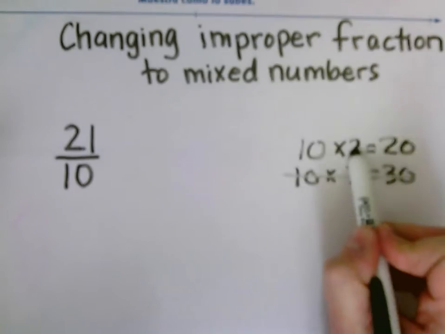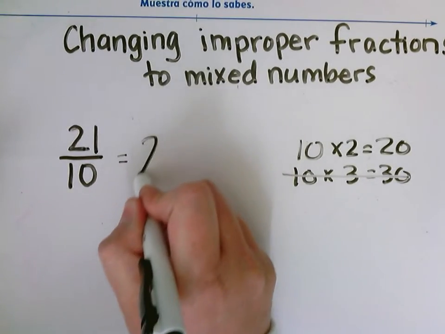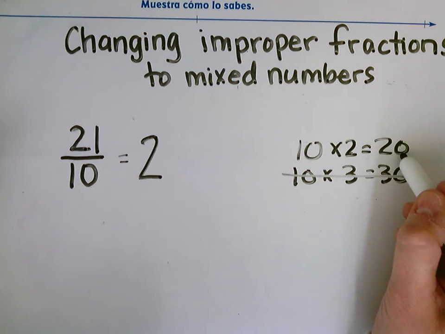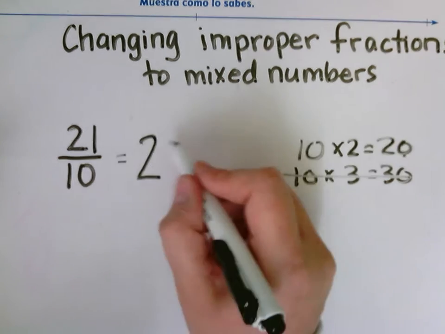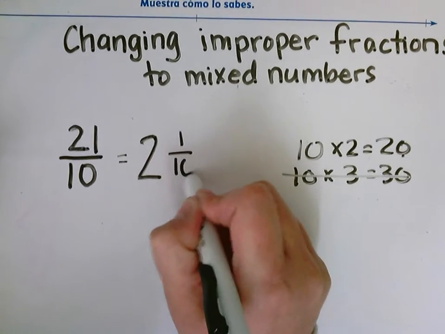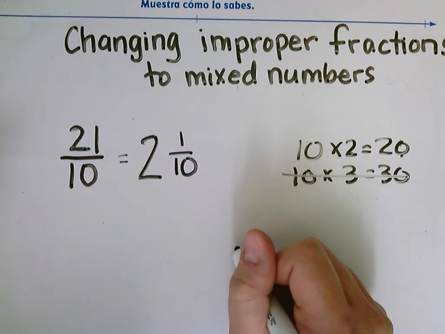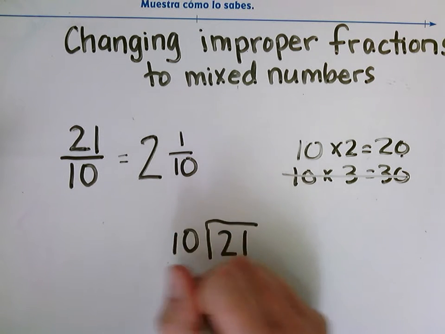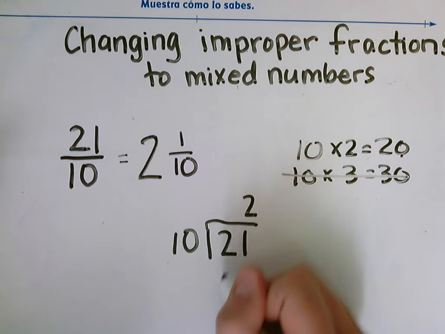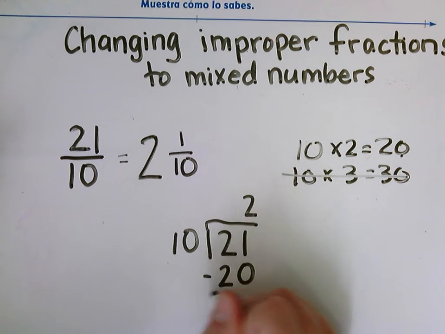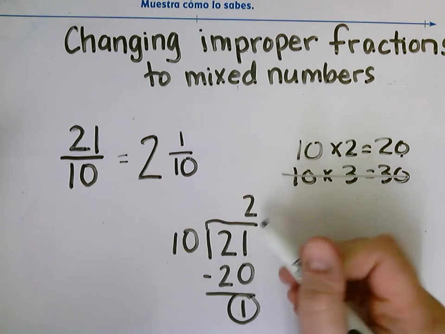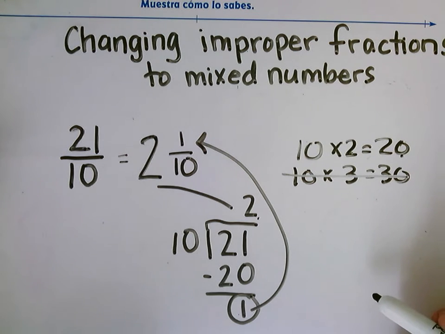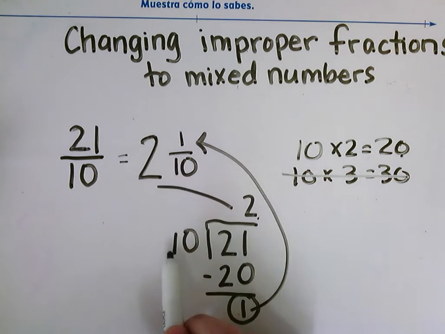I'm going to use 2. So I can get 2 groups of 10 from 21. And if I took 20 away, I would have 1 left over. And my denominator is going to stay the same. I could do this in a division problem like this. 21 divided by 10. Okay, 10 times 2 is 20, and I have a remainder of 1. 2 is my whole number, my remainder is my numerator, and my denominator stays the same. My divisor is my denominator.